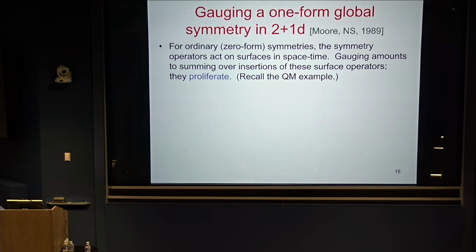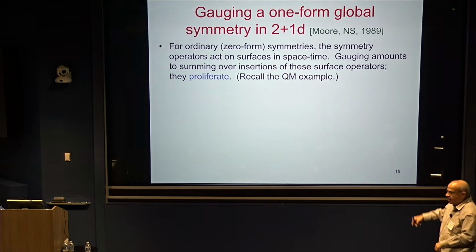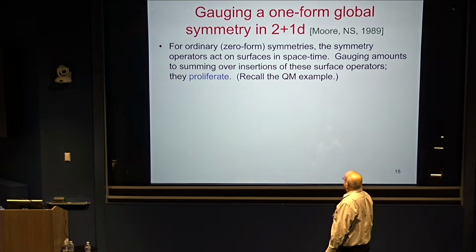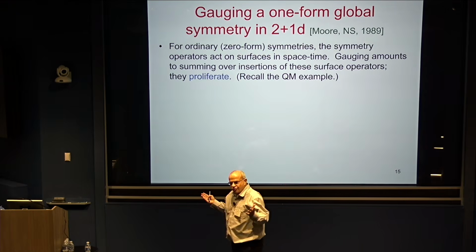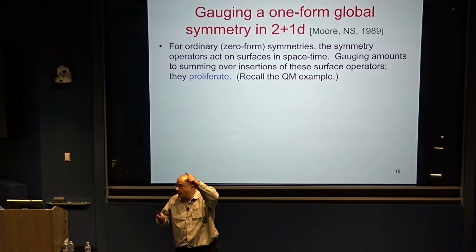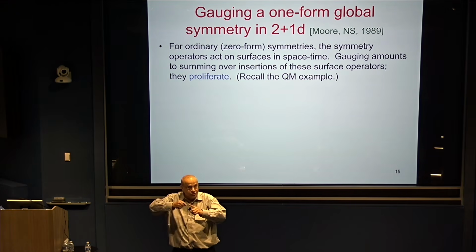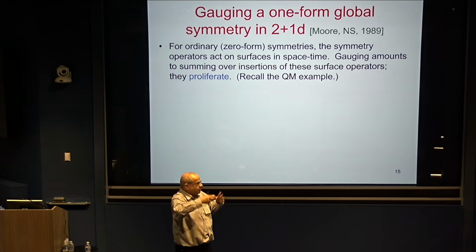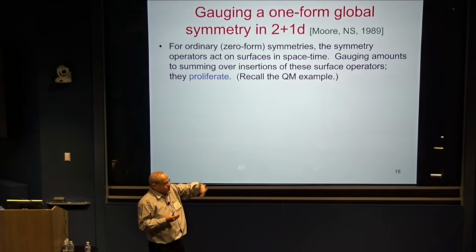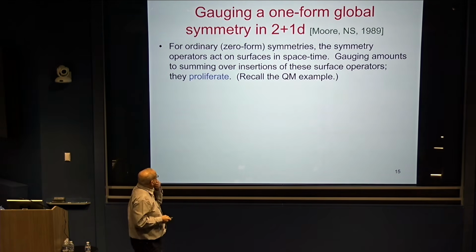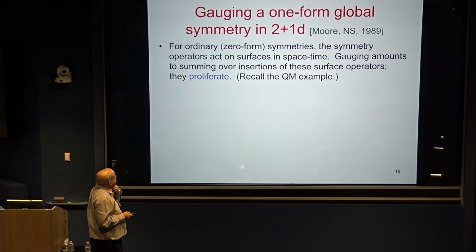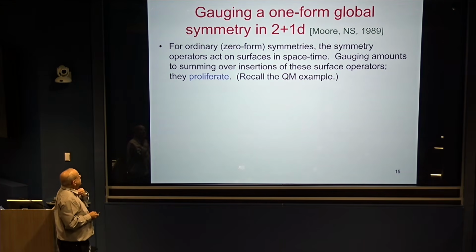But let's do it in pictures. What did we do for ordinary symmetries? The symmetry operator acts on surfaces in space-time. It has to act on all of space, but if we have space-time, they can act on surfaces. And gauging amounts to summing over all these surfaces. That's what I said earlier with the line. I have to sum over all these insertions of u to the m, because I have patches and transition functions, and I'm summing over the patches and the transition functions. So we could say that these surface operators proliferate, and that's what we did in quantum mechanics.